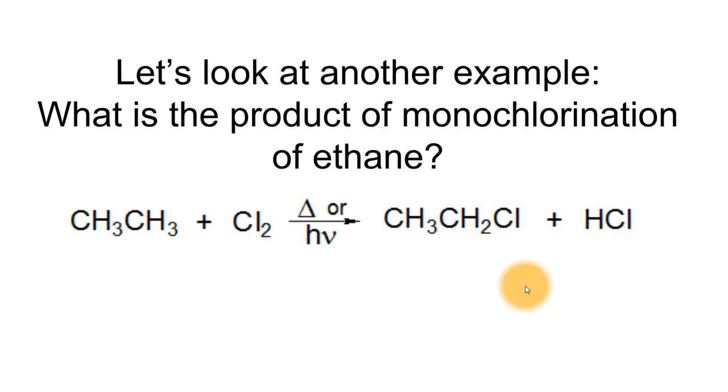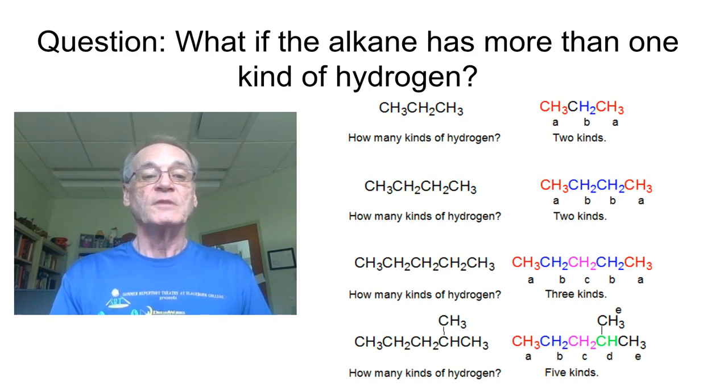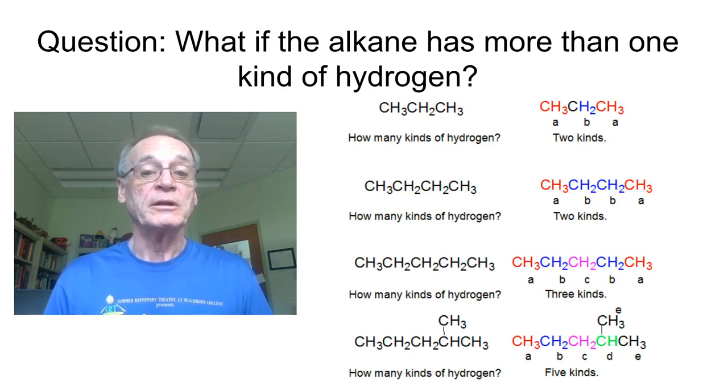Okay, so let's look at another example. So here is ethane, and if we react it with Cl2, I've switched to chlorine instead of bromine, same idea, and put in a little bit of heat or light, we will get ethyl chloride plus HCl as a byproduct. The main thing is you replace one of the 6 hydrogens with a chlorine, and that's simple enough because all 6 hydrogens are the same as each other, as they are in the case of CH4. Obviously, all 4 hydrogens are the same as each other, so that makes it easy. But what if the alkane has more than one kind of hydrogen?